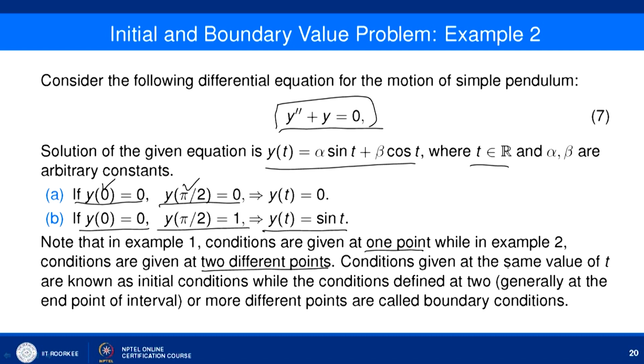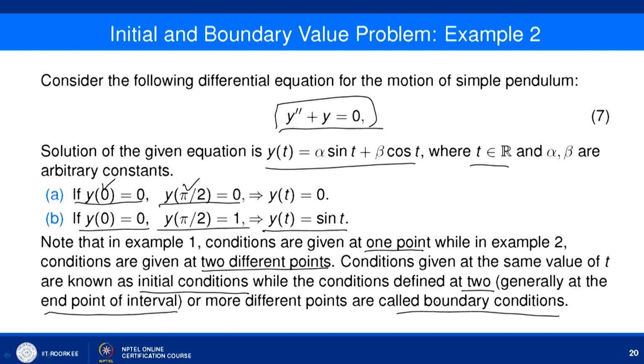So conditions given at the same value of t are known as initial conditions. It means that if all the conditions are defined only at one point, we call them initial conditions, and the corresponding problem is known as an initial value problem, while if the conditions are defined at 2 or more than 2 points, we call them boundary conditions.